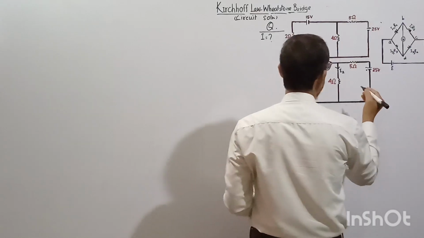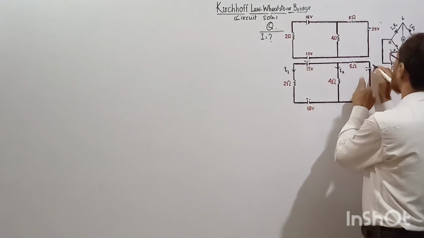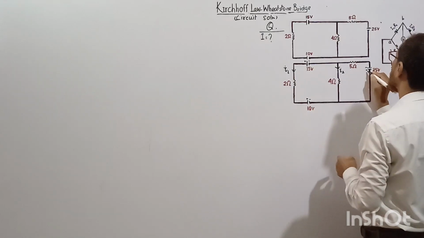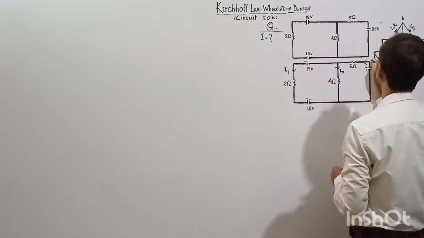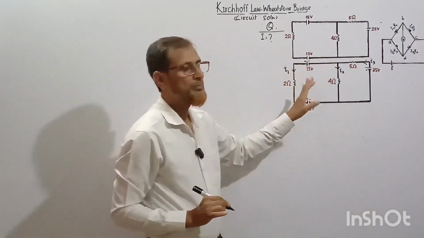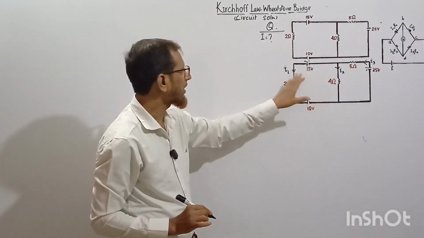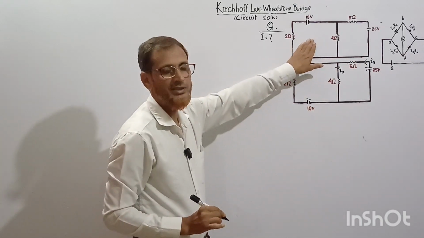So next one is this. Here again the current. How does the current move? So we'll assume the direction. Yes, in this one, this is I3. So this is the first step, the direction of currents I1, I2 and I3. This is not given in the circuit.